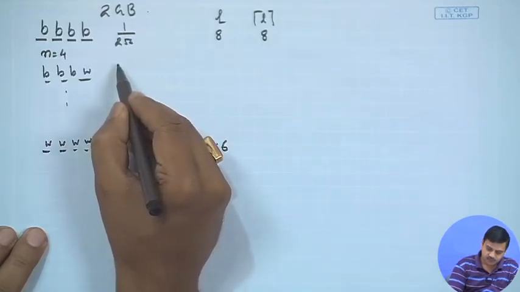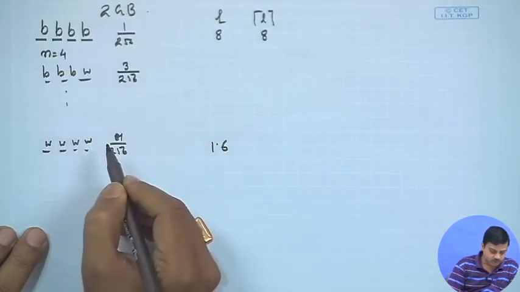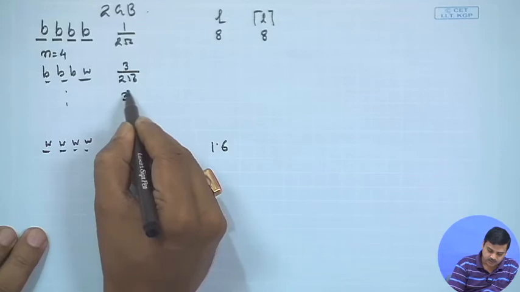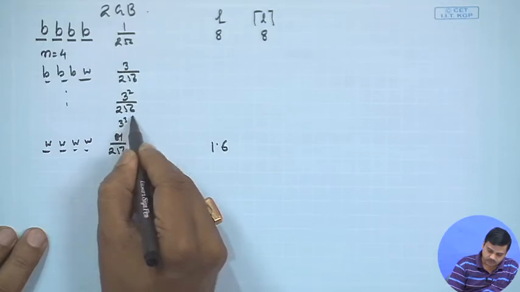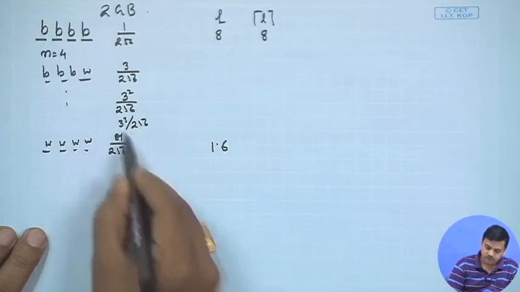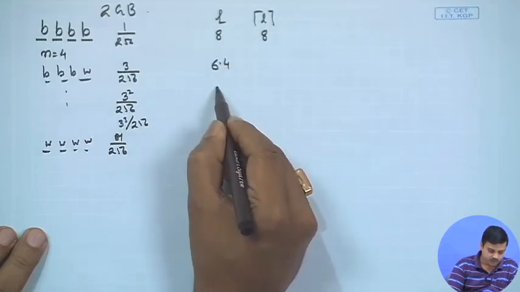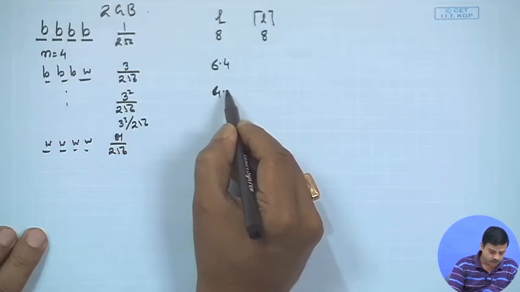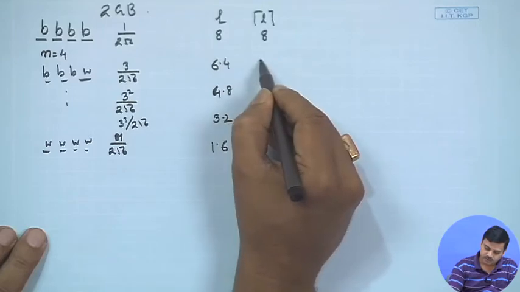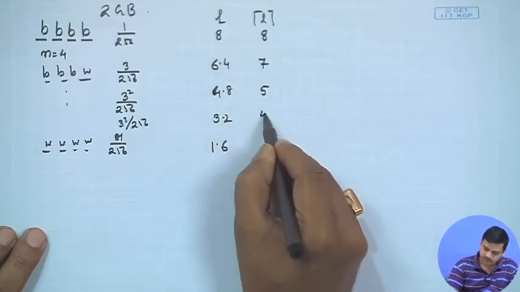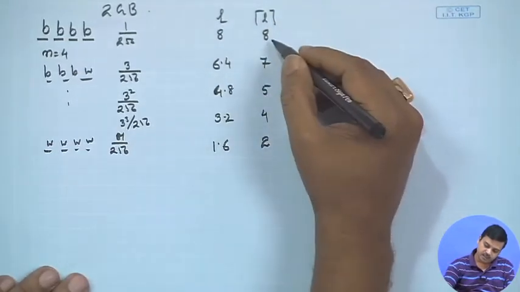and there would be a case when there is only one white, which occurs with a probability of 3 by 256. There would be cases of 2 whites that would occur with this probability, 3 whites would occur with probability of 3 cube by 256 and 4 whites would occur with this probability. So, here the value of L is 6.4, of course, this is 4.8, this is 3.2, and so on and so forth. So, when you take the ceiling of it, this is going to be 7, 5, 4, and 2. So, now these are the number of bits that we are going to encounter.